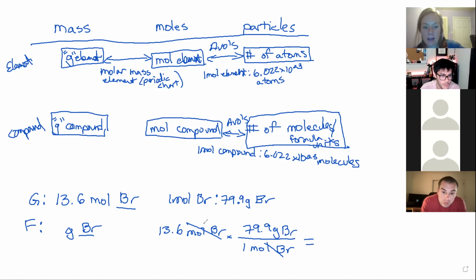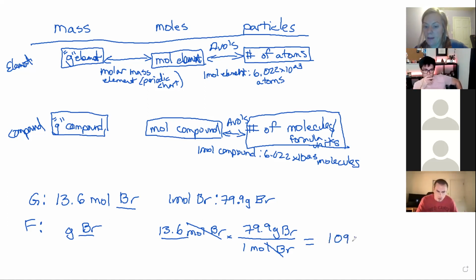So in this case, 3 significant figures. So I want to keep 3 sig figs. I got 1,086. I need to round that to 3 sig figs. So I'm going to round that to 1,090. And the unit on that is grams of bromine.